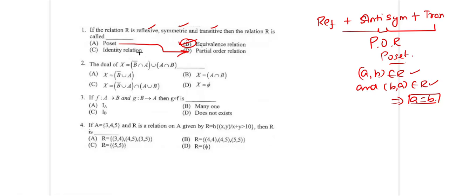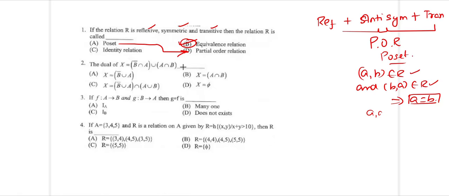What is identity relation? The relation of the format A comma A belonging to the relation will be called identity relation.